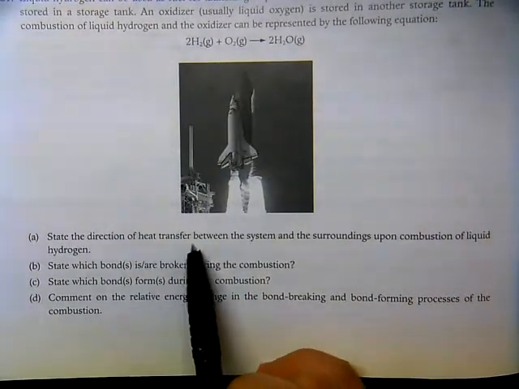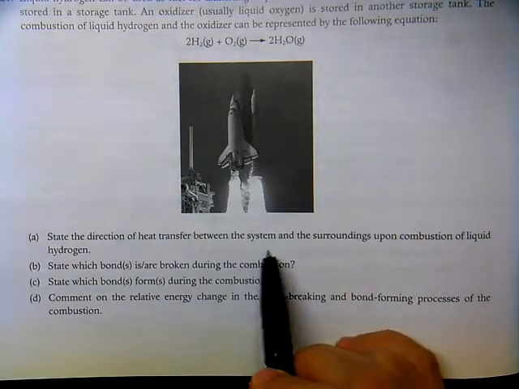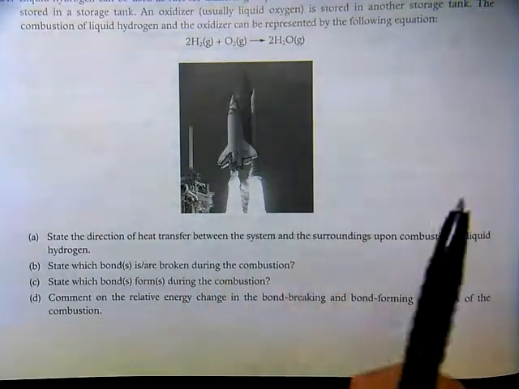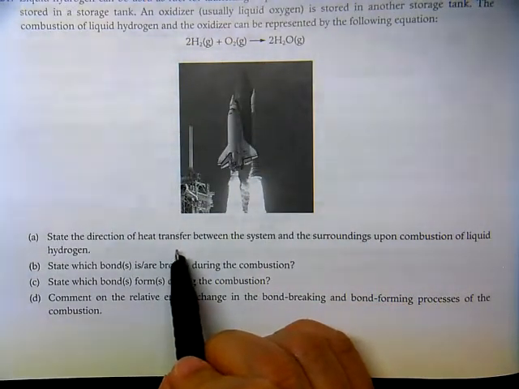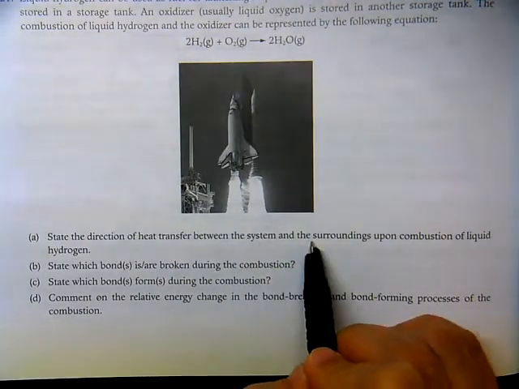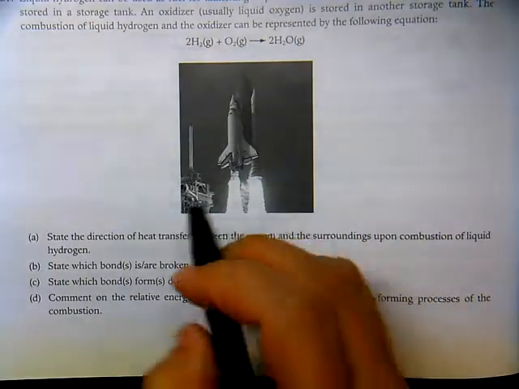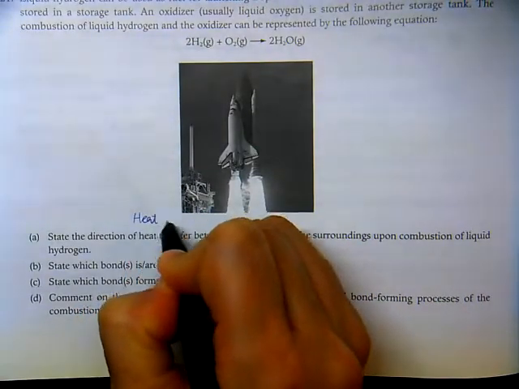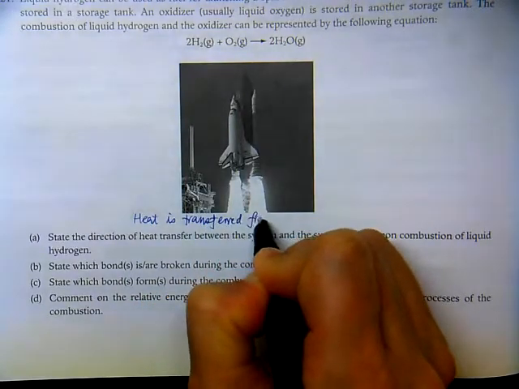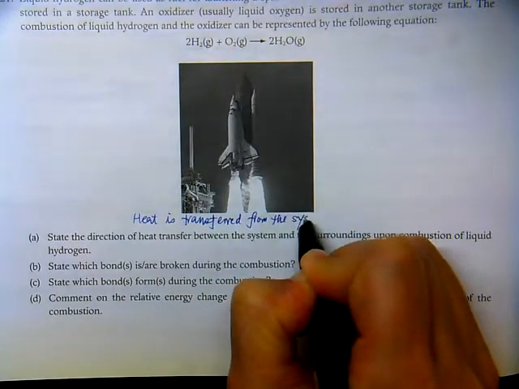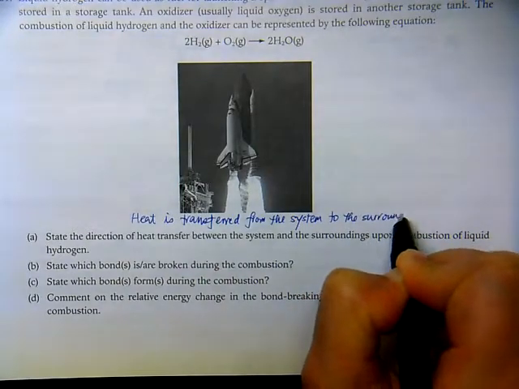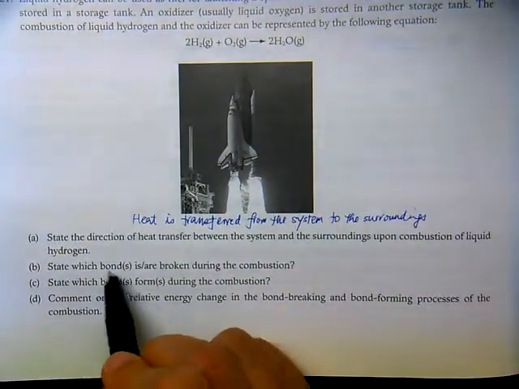State the direction of heat transfer between the system and the surroundings. Now, because this reaction is an exothermic reaction, heat is transferred from the system to the surroundings. Can you follow? Heat is transferred from the system to the surroundings, as the reaction is an exothermic reaction.